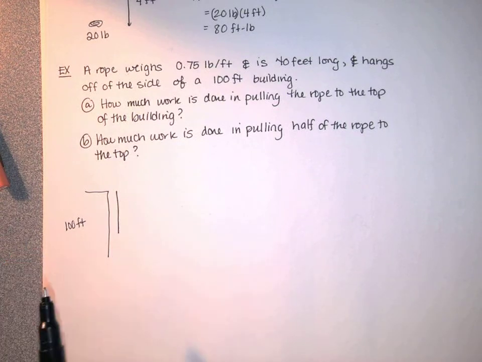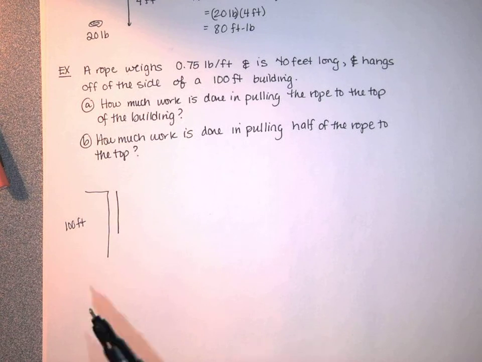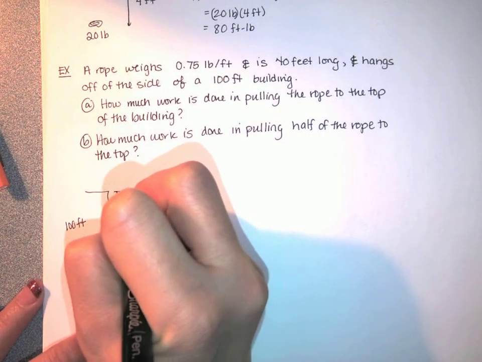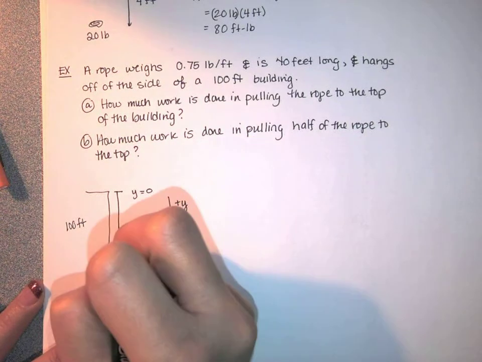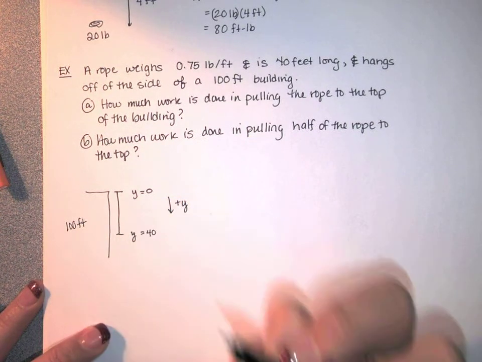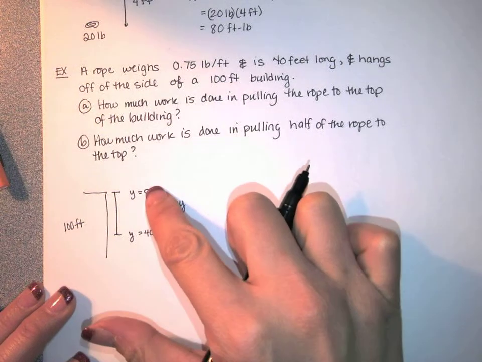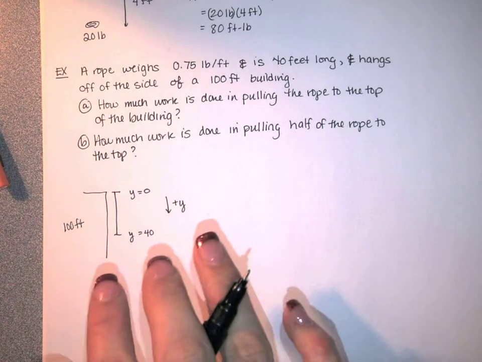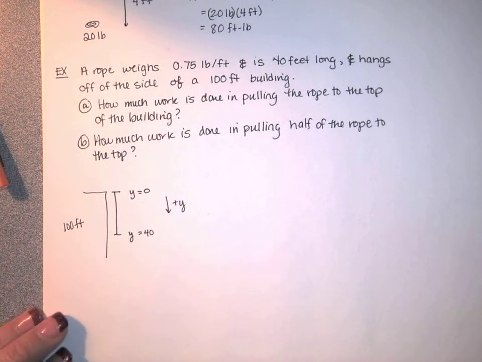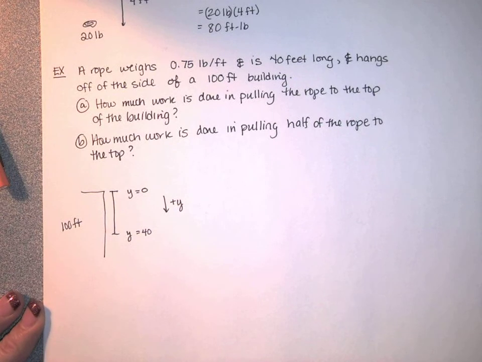At this point, you can choose where you want to place your y equals 0 line. All distances are going to be relative to that choice. So if I choose y equals 0 to be at the top, and I choose this to be the positive y direction, then this is going to be y equals 40 down here. And that is totally fine. Everything is good that way. You just have to stay consistent with your choice as you work through the rest of this problem. Okay, so I drew my picture. That's the first thing we do.